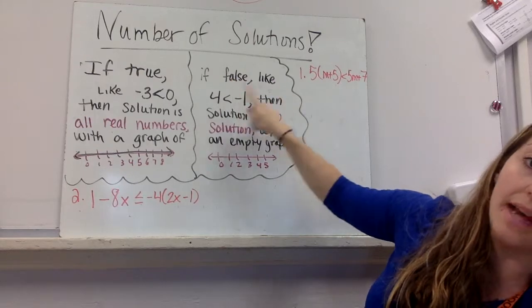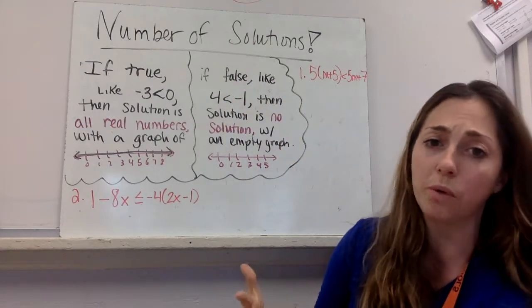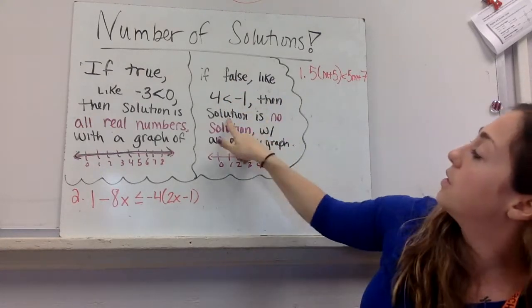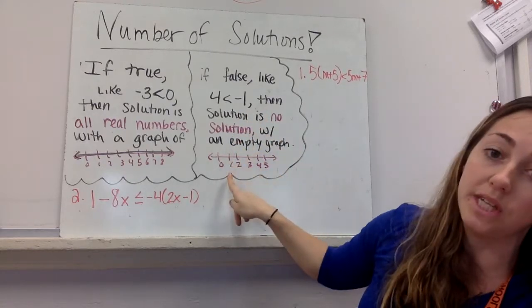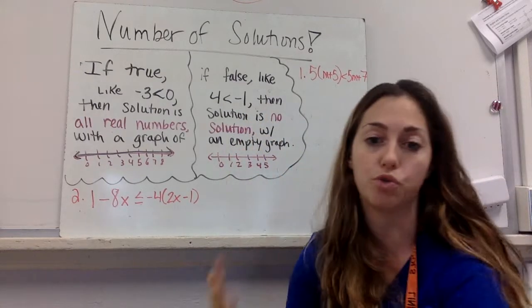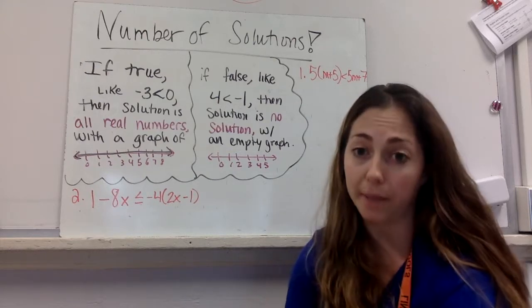Here's your other case. If false, like 4 is less than -1, that's not true. 4 is not less than -1. Then the solution is no solution with an empty graph. So you would still draw your number line, but you would leave the graph blank.